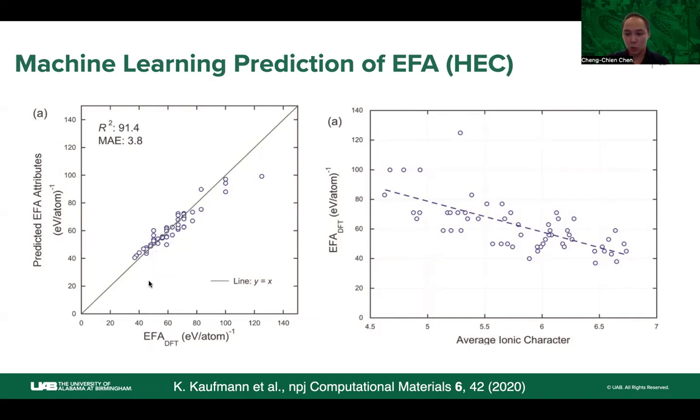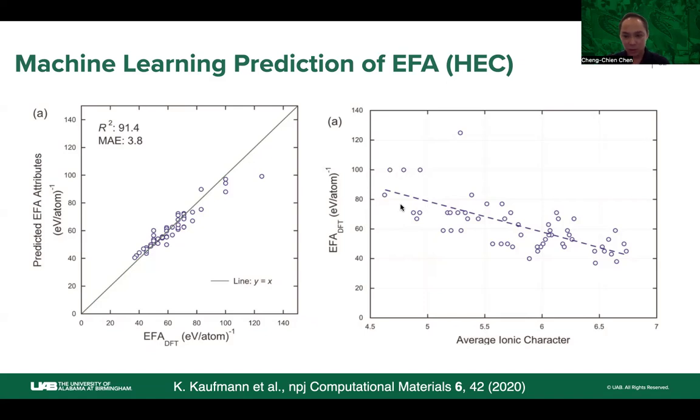One important conclusion they get from this machine learning prediction is that the EFA value, the single-phase forming ability, is inversely proportional to the average ionic character of your compound. This might be something interesting to explore further in the future, to test experimentally if one can verify this. And if it is true, it can help us to quickly select the single-phase high-entropy materials that are more likely to be synthesized.